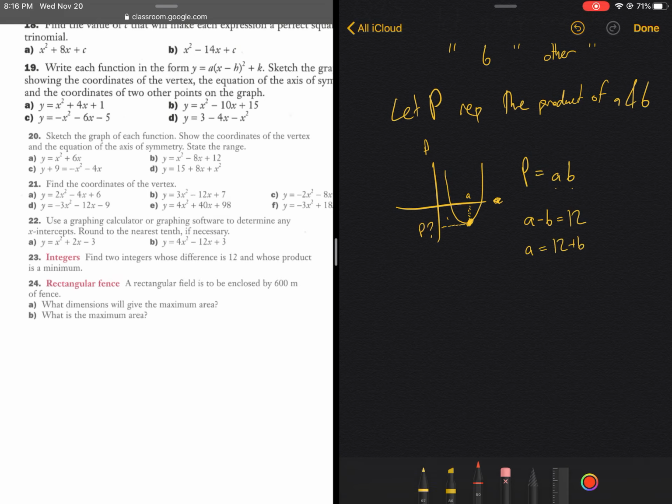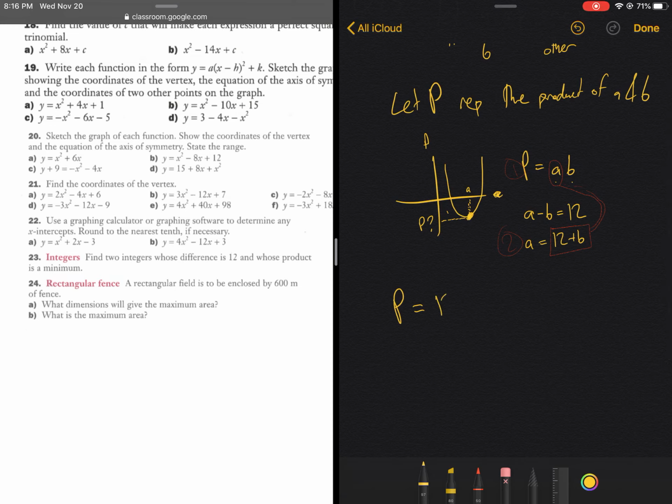Now we have our second equation. I'm going to store this: A is equal to that. I'm just going to replace this A with 12 plus B. Let's see what happens. P equals, instead of A, I'm going to write 12 plus B, all multiplied by B. P equals 12B plus B squared. Let's write it out again. P equals B squared plus 12B.